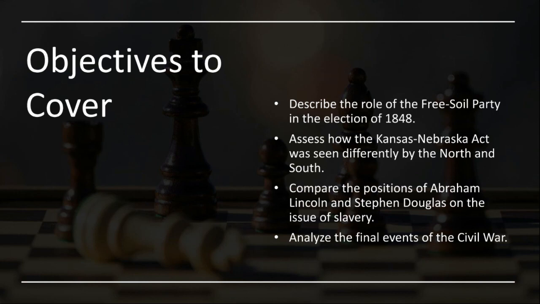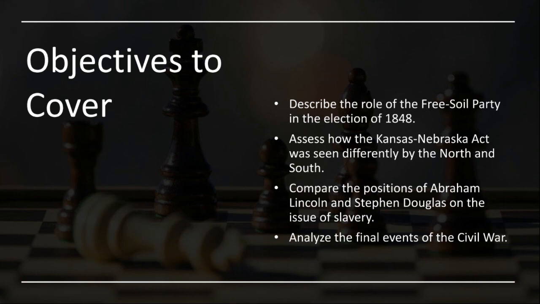We will then compare the positions of two key figures, Abraham Lincoln and Stephen Douglas, on the issue of slavery. Abraham Lincoln, a member of the new Republican Party, opposed the expansion of slavery into new territories. He believed in the immorality of slavery and its incompatibility with the principles of the Declaration of Independence. Lincoln argued for the containment of slavery within the states where it already existed, preventing its spread further.